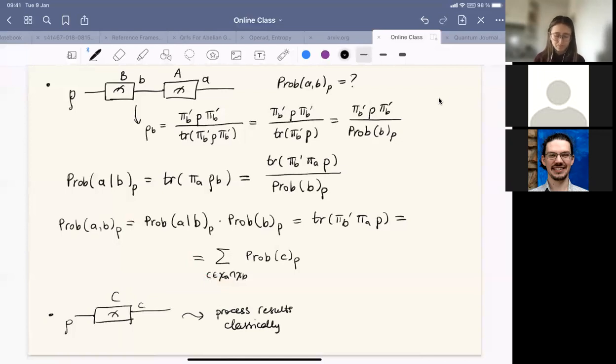So for example, we can just obtain the statistics for measuring C in a subset of outcomes for A, in a subset for B, and then calculate the sum of the probabilities for the intersection of the subsets for A and B, and we will get again the correct probability distribution for measuring observables A and B.